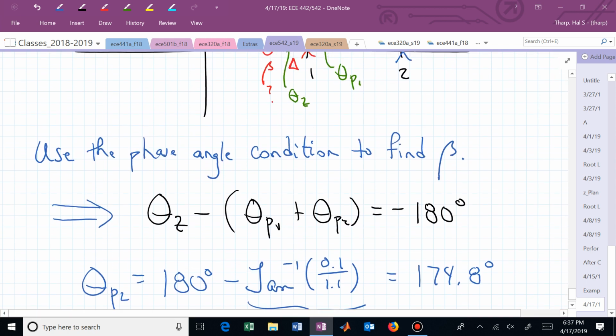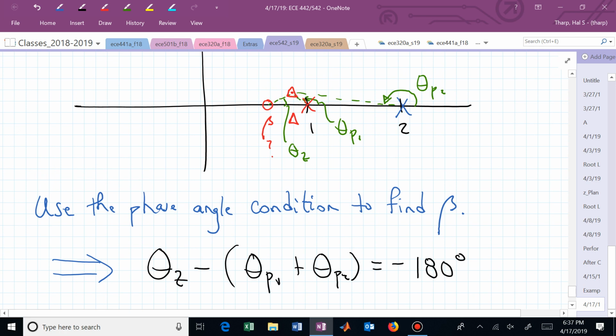And what's the angle of theta P1? And now this may explain why I picked the triangles at 0.9 plus J 0.1.